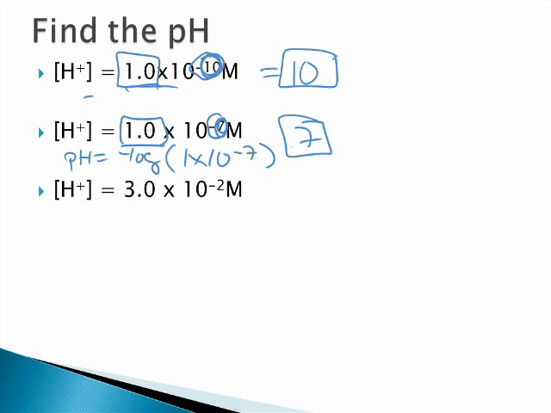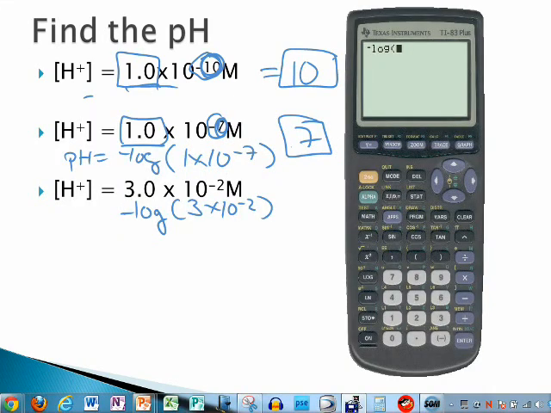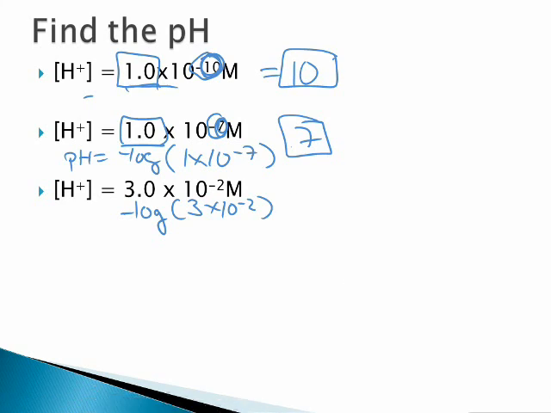Let's try one that doesn't have a 1 there. 3 times 10 to the minus 2, so that's minus log of 3 times 10 to the minus 2. Let's bring up our calculator. So we have minus log 3E minus 2, and that's 1.5. So that's a pH of 1.5. You can see it's close to a pH of 2, but it's not 2.